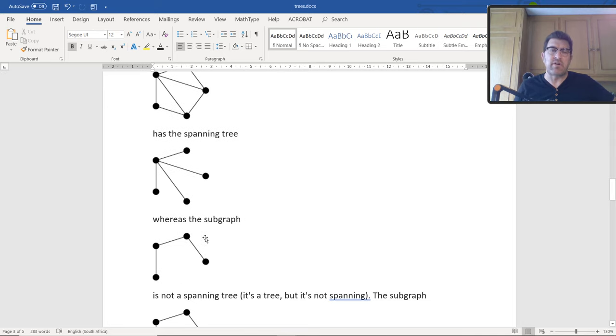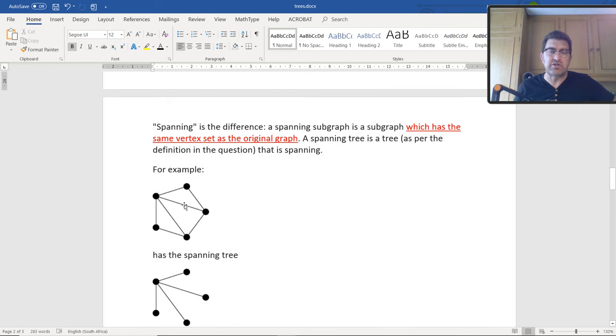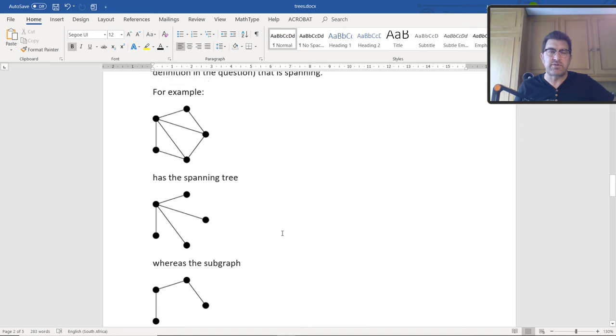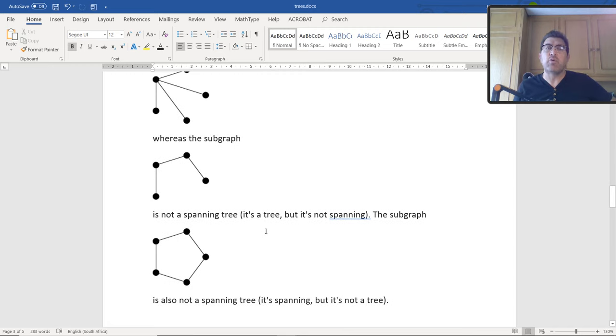Whereas this subgraph is not a spanning tree because it does not contain this vertex down here. Okay, it is a tree though, but it's not a spanning tree. Okay, this graph over here, if we look at the initial one, is this graph without those two lines. But this is not a tree. Why is it not a tree? Well, a tree doesn't have a cycle in it. Okay, so it is spanning, but it's not a tree. A tree is a subgraph without cycles or circuits in it.